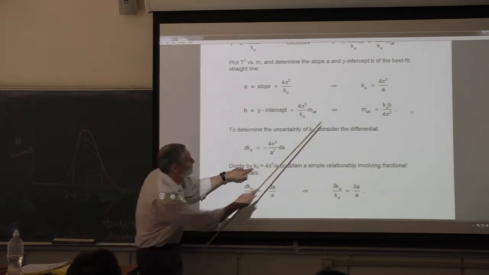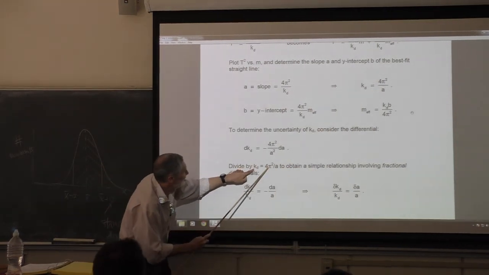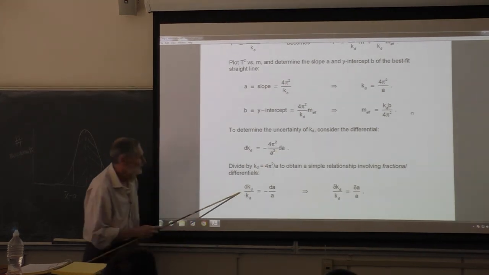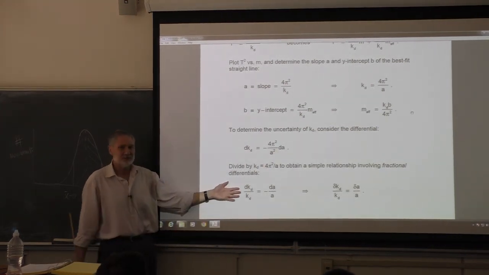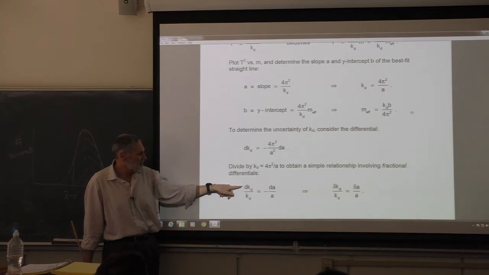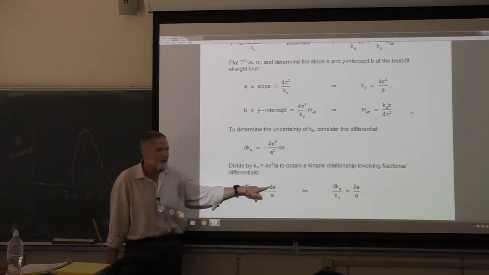Here's our relationship. Remember this relationship right here? We can take this and put it underneath here, and this is what we get. And now look how simple this is. This says the fractional uncertainty in K is minus the fractional uncertainty in the slope.